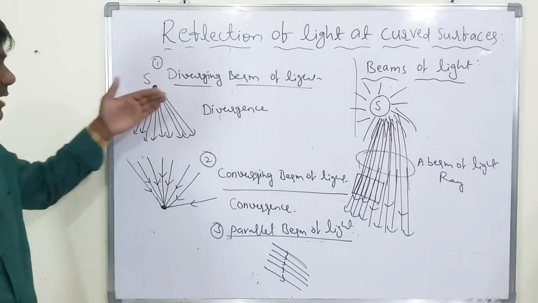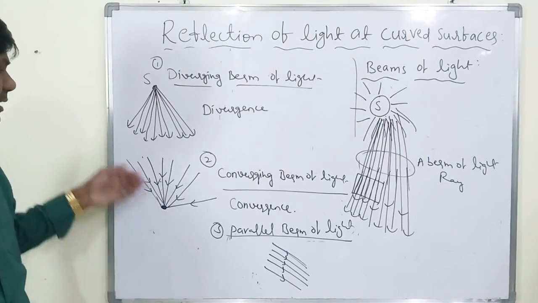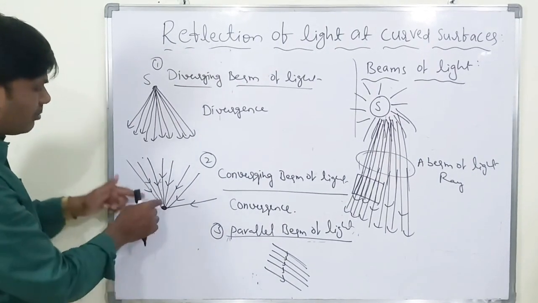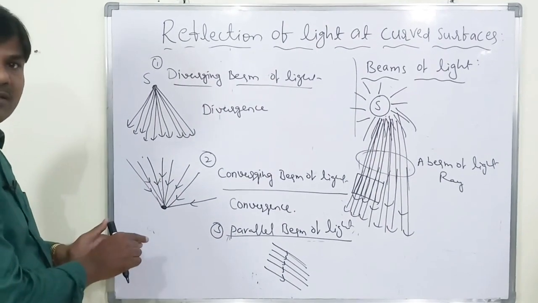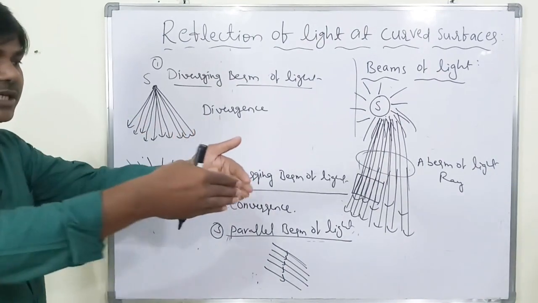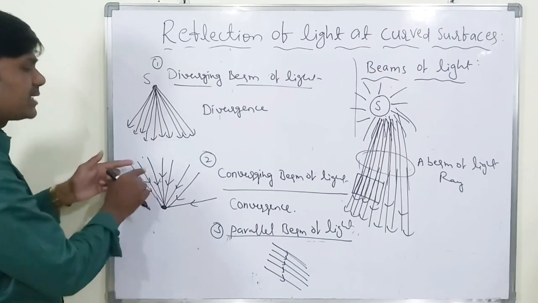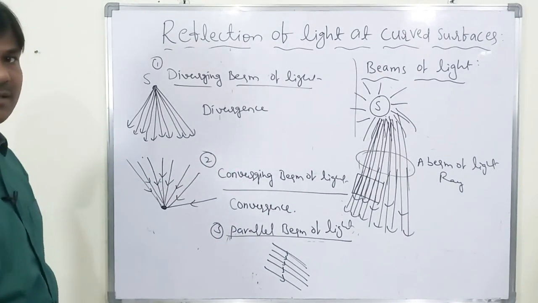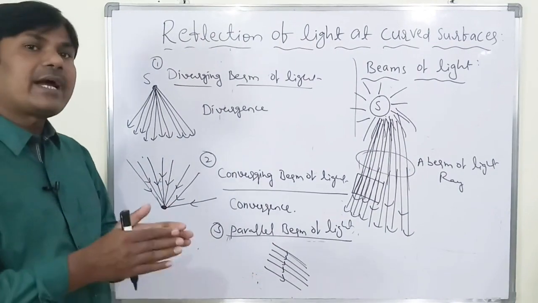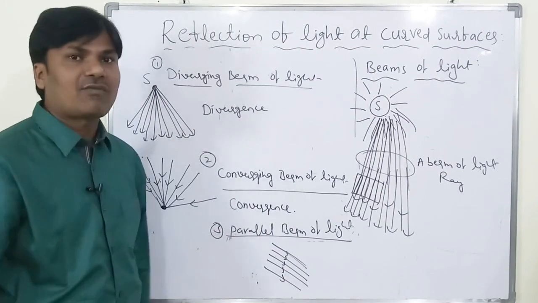And next is the converging beam of light. Here, all the light rays come from different directions, and all of them meet at the same point. This property is called convergence. Coming from different directions and meeting at a particular point is called convergence, and this beam of light is called a converging beam of light. And next, the parallel beam of light. In this beam, all the light rays are parallel to each other. So this is called the parallel beam of light.